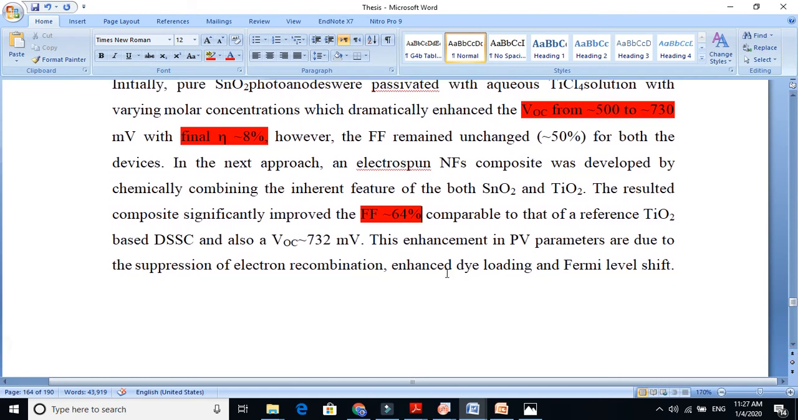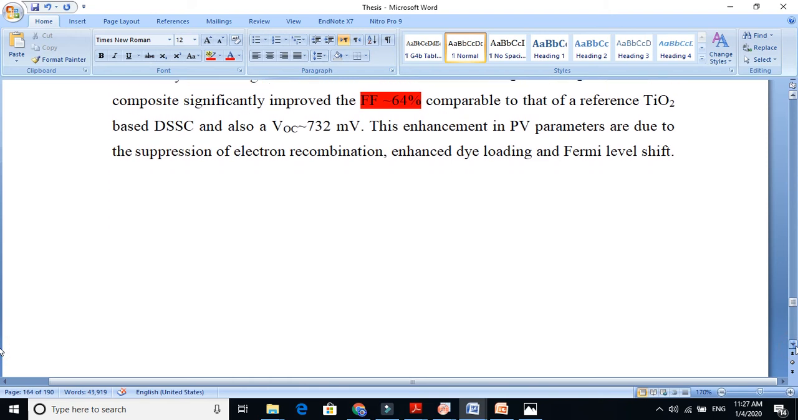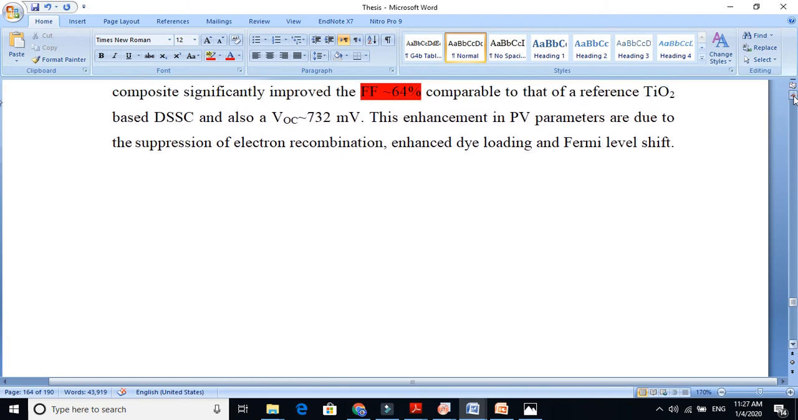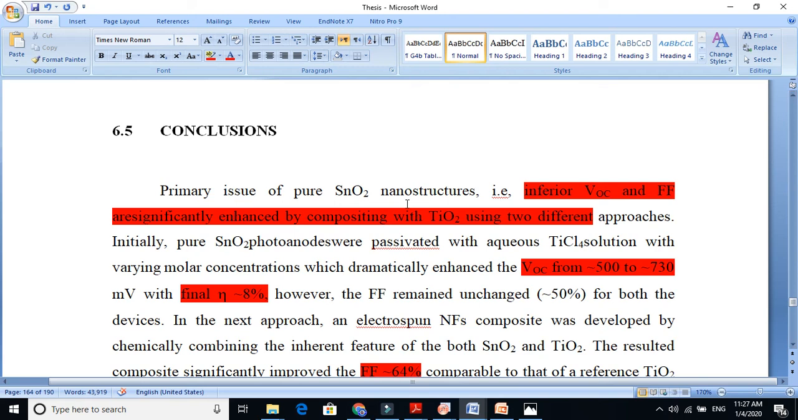And we further say that this enhancement in photovoltaic parameters is due to the suppression of electron recombination, enhanced dye loading and Fermi level shift. Because of this composite, these three things happen and we achieve our desired photovoltaic parameters. So now this is the end of result discussion chapter 6, and I hope you understand how to write the conclusion of every chapter and introduction. In the conclusion, you need to write a little bit more than the introduction, and you need to put the numerical values that you achieved. The introduction is almost similar to the conclusion, but for this kind of chapter, you just tell the reader the flow, not the results. You just don't put results.